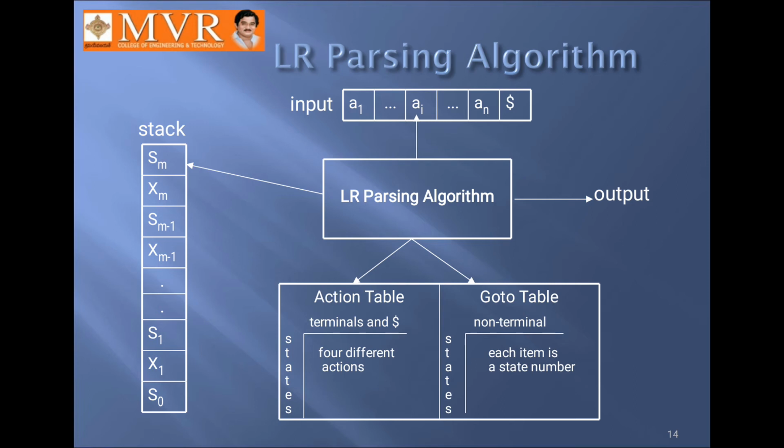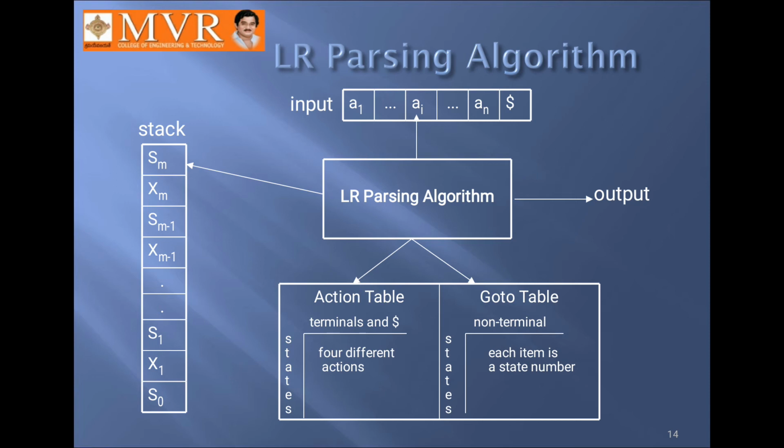Let us differentiate between LL and LR parsers. In an LL parser, it is leftmost derivation. In an LR parser, it is rightmost derivation. An LL parser starts with the root non-terminal on the stack, and an LR parser ends with the root non-terminal on the stack. LL ends when the stack is empty. LR starts with an empty stack.